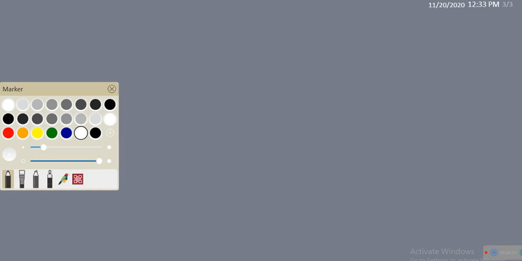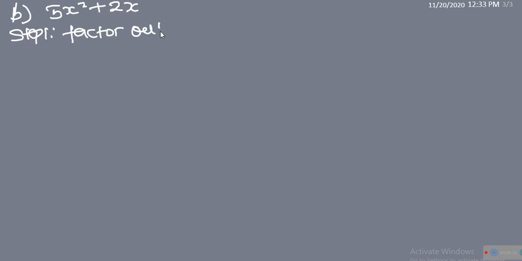Let us look at another example. Example B. So here we have 5x² + 2x. So in this case, guys, the coefficient of x² is 5. So we cannot skip step 1. Step 1, factor out 5 or divide through by 5, which is either case.